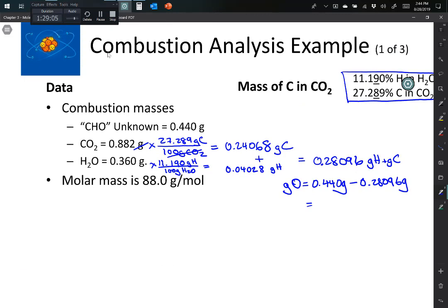Negative. 0.44 is bigger than 0.28. Oh, I put a 2. My bad.